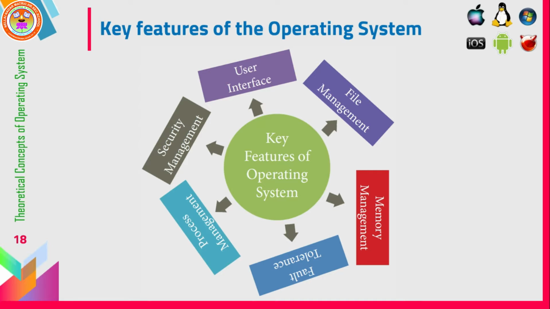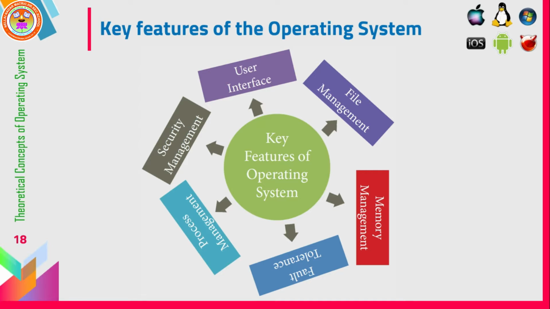So today we are going to see the new topic of the same chapter, that is, the key features of an operating system. We already know what an operating system is, what its uses are, and what its main functions are. Today, what are the important features of an operating system? That means inside the operating system, what are the different types of features? That is what we are going to discuss one by one.